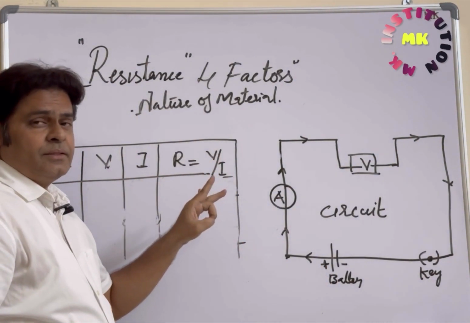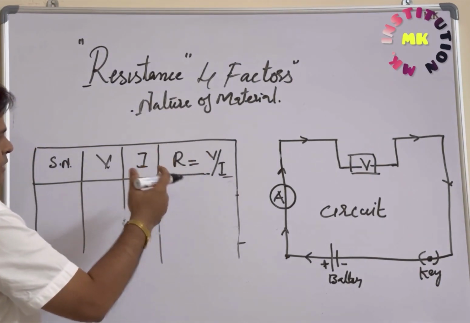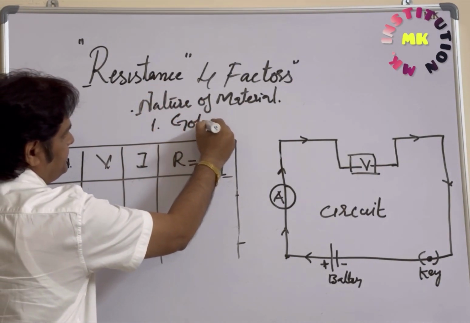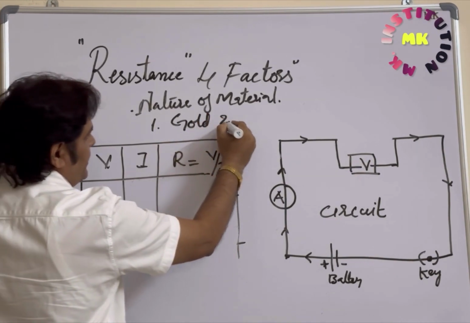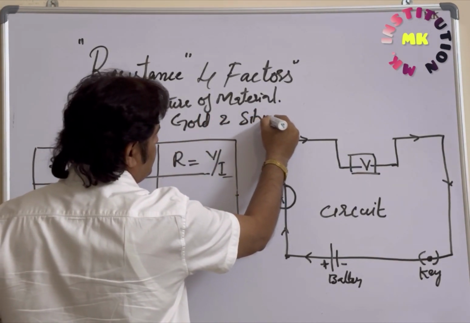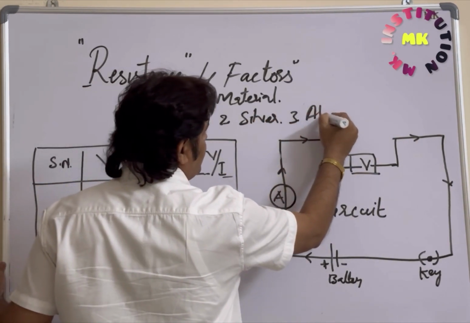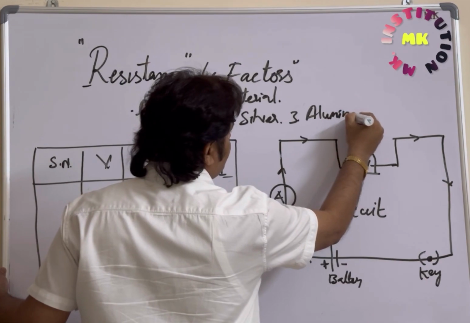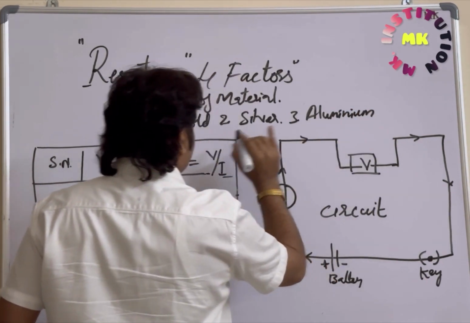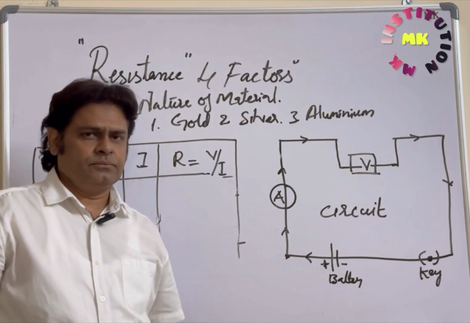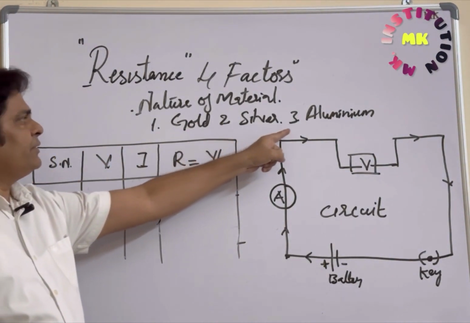The next one is what we have to take here. We will take 2-3 materials. The first one we will take is gold. Second one silver. And third one aluminum. Three materials we are taking. Here they are acting like conductors. Clear? So three materials we have taken here.